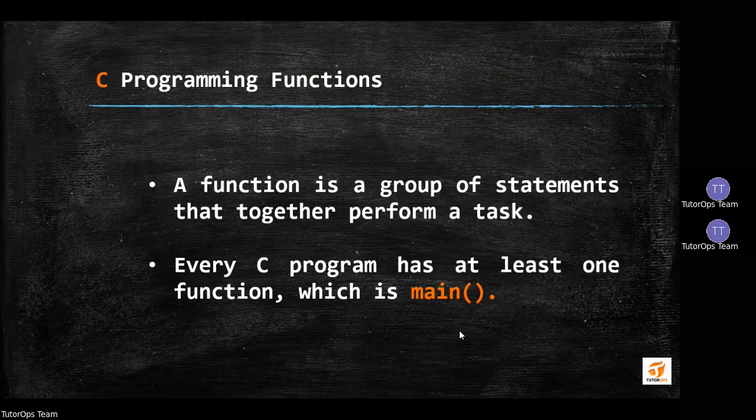A function declaration tells the compiler about a function's name, return type, and parameters. A function definition provides the actual body of the function. The C standard library provides numerous built-in functions that your program can call. For example, you can call strcat to concatenate two strings, memcpy to copy one memory location to another location, and many more functions are already present in the C programming language, already written in the compiler.